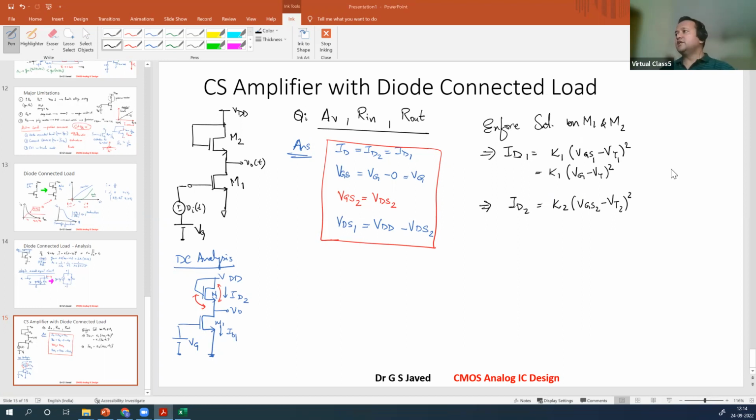Now we know that these two equations are the same, right? When these two are the same, we can equate. So it will be ID1 equal to ID2. ID1 is equal to K1 times (VG minus VT1) whole square, and ID2 is K2 times (VGS2 minus VT2) the whole square.